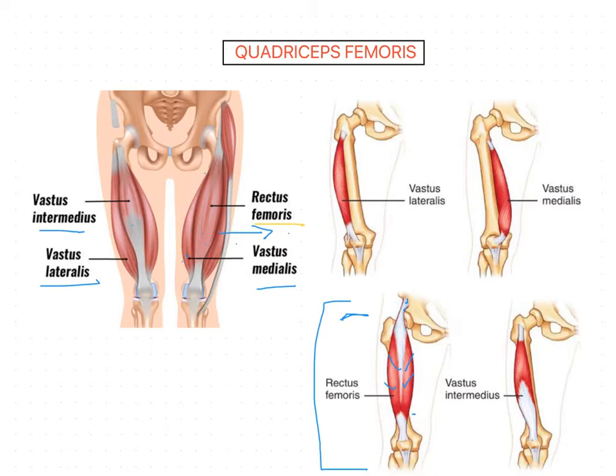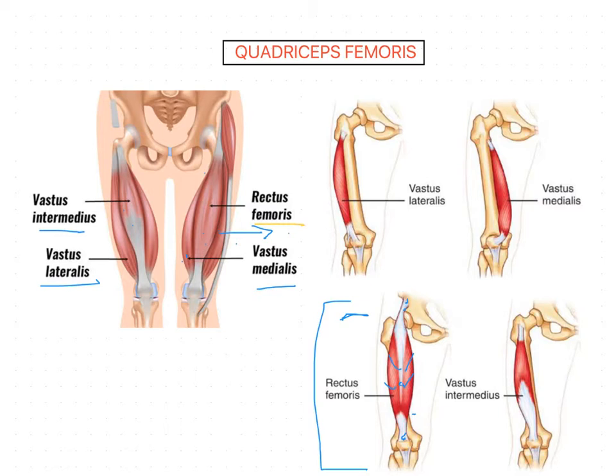Okay, it is inserted at the base of the patella, anterior to the vastus intermedius. This muscle is supplied by the femoral nerve. The branch which supplies the hip joint is the same branch that supplies the rectus femoris, simply a branch from the femoral nerve.